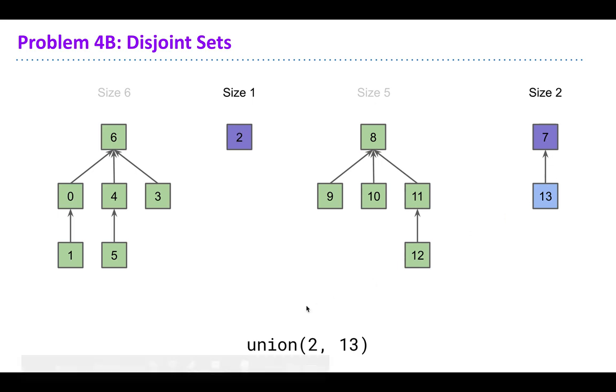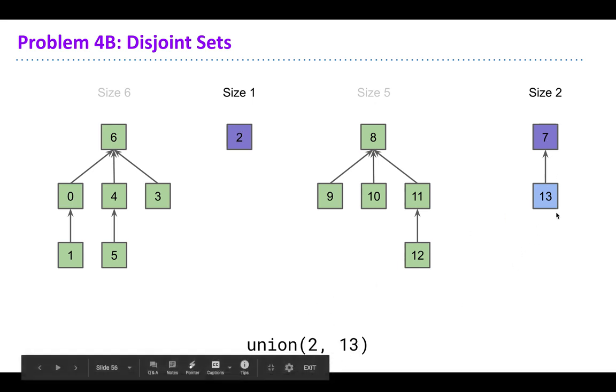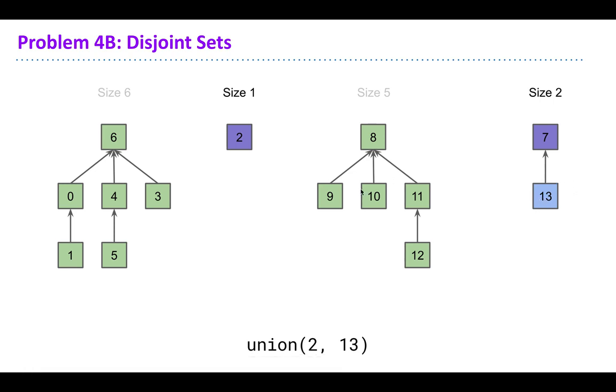Remember too, when I did that find set call, I do path compression, but there's actually nothing to compress here because 2 is already the root and 13 is already pointing to the 7, the root. So we don't do any path compression here because the nodes are already pointing to the root or they are the root itself. So now we do that second optimization.